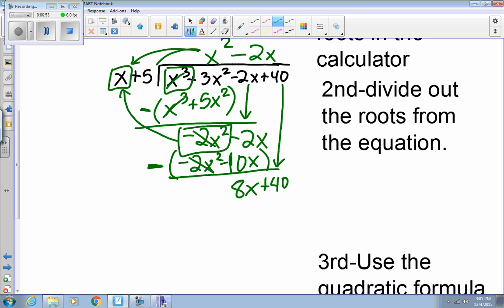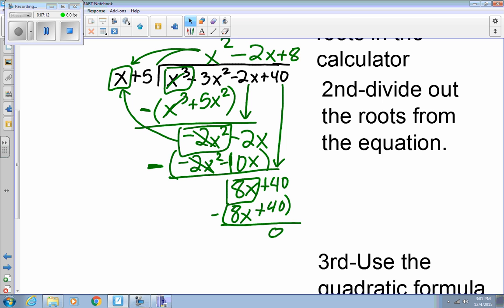We have 8x divided by x is 8. Multiply it out. 8 times x is 8x. 8 times 5 is 40. Subtract them. And in this case, you should always get 0.